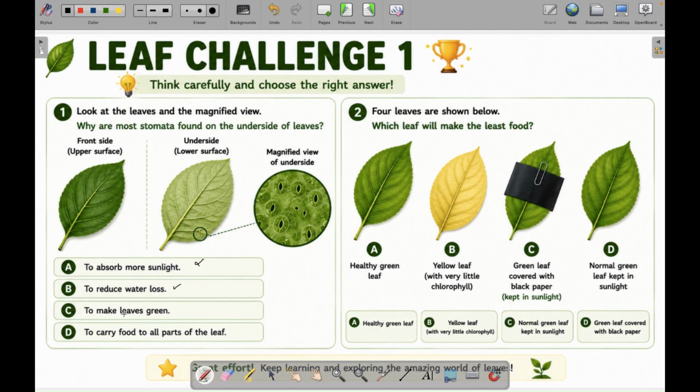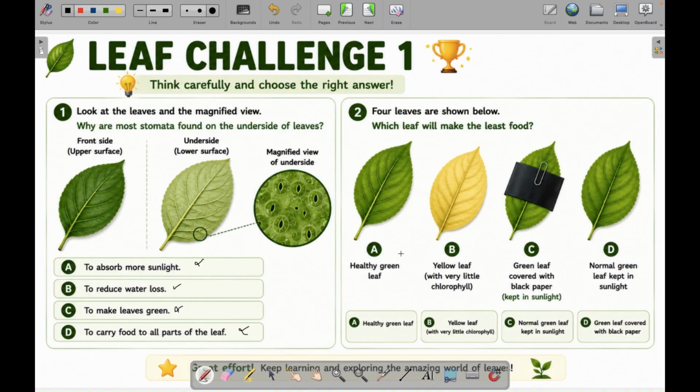Okay. Is it to make leaves green? You know that chlorophyll makes the leaves green. To carry food to all parts of the leaves? No, that is the purpose of veins. Right? Four leaves are shown below. Which leaf will make the most food?